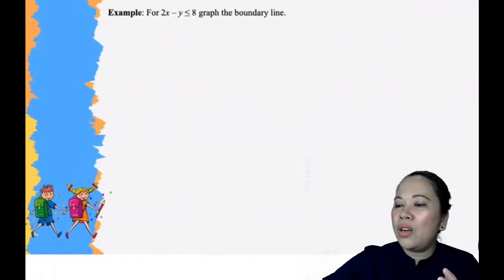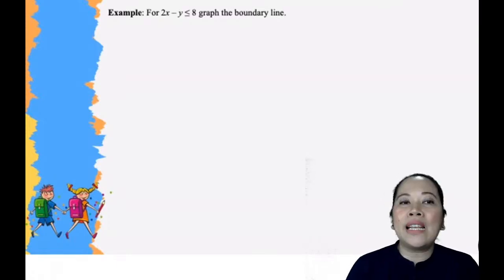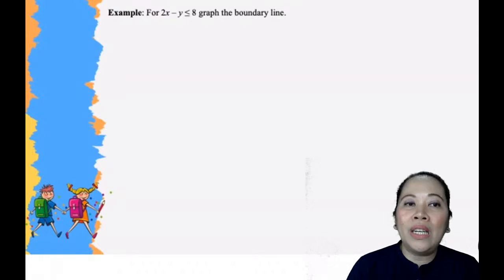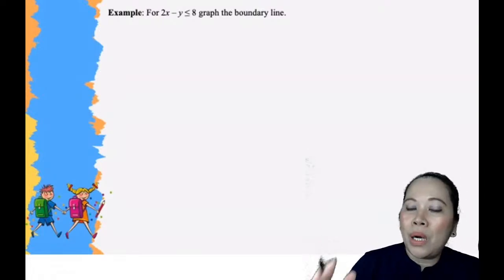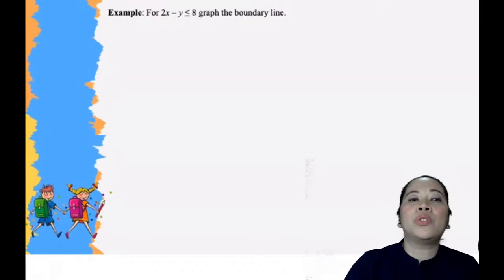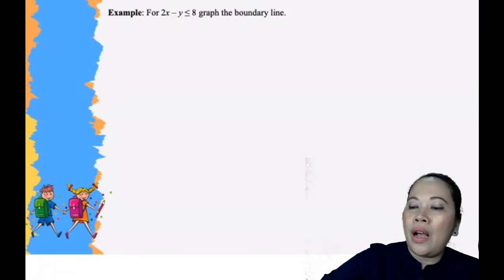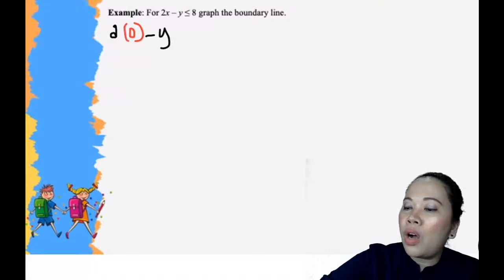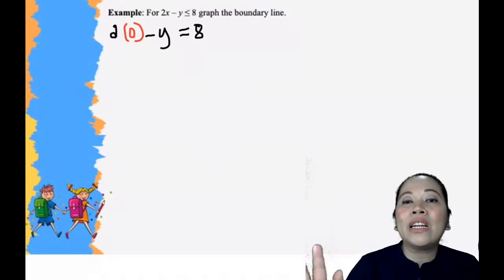I think there's one more. Yeah, this is the last one. For 2x minus y less than or equal to 8, graph the boundary line and of course shade the solution. So again, what's the first step? The first step is to graph the boundary line. To graph it, you use the x and y intercepts. If x is 0, what will be your y? 2 times 0 minus y equals 8. I'm using equals 8 because I'm still graphing the linear equation, the line.